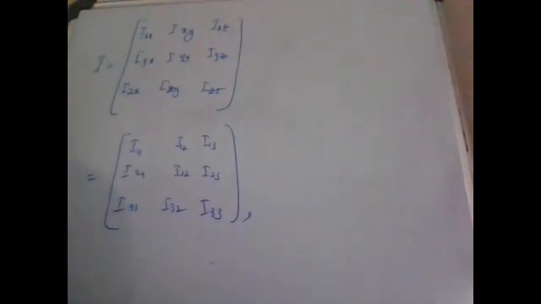This operator I is called a tensor with 9 components. It has rank 2.